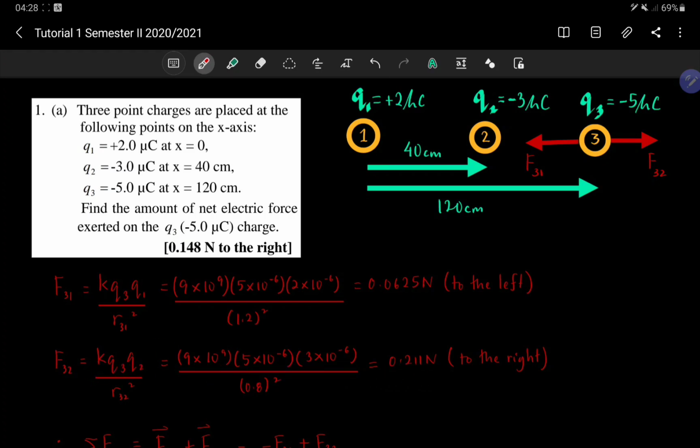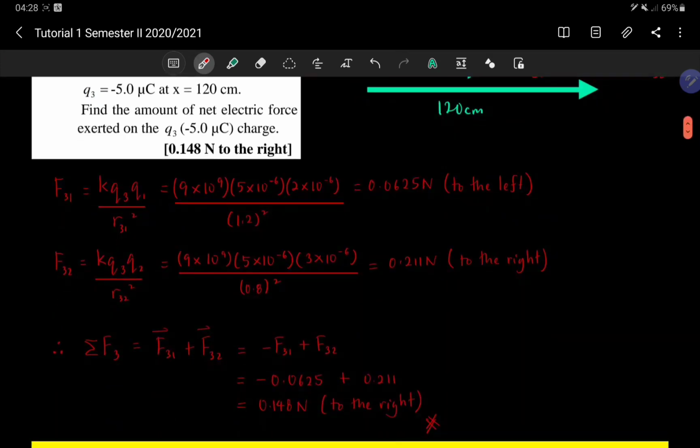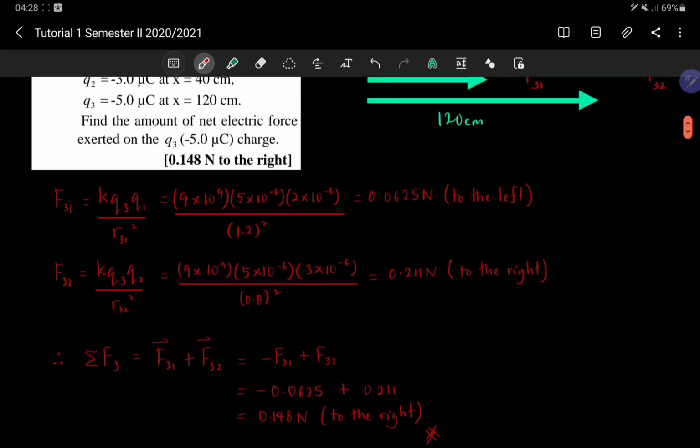And then remember, force is a vector, so it is directed to the right. Remember, no positive and negative sign in the substitution. We just take the magnitude only. Alright, and then what happened? So how do we calculate the resultant? The total force exerted on Q3 equals F31 plus F32. So this is the vector F31 plus the vector F32. F31 is directed to the left, so it must be negative. And F32 is directed to the right, so it must be positive.